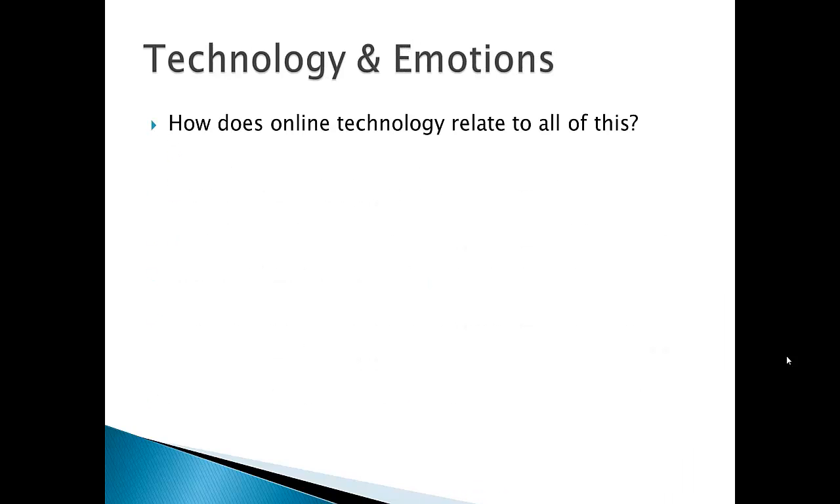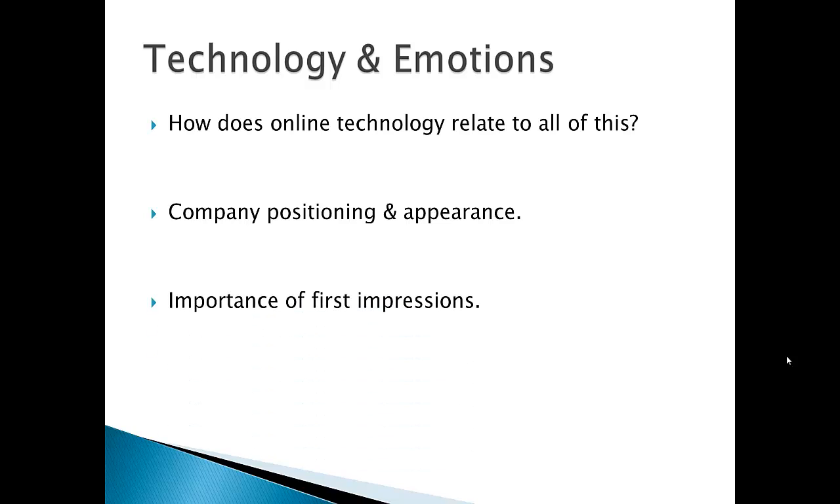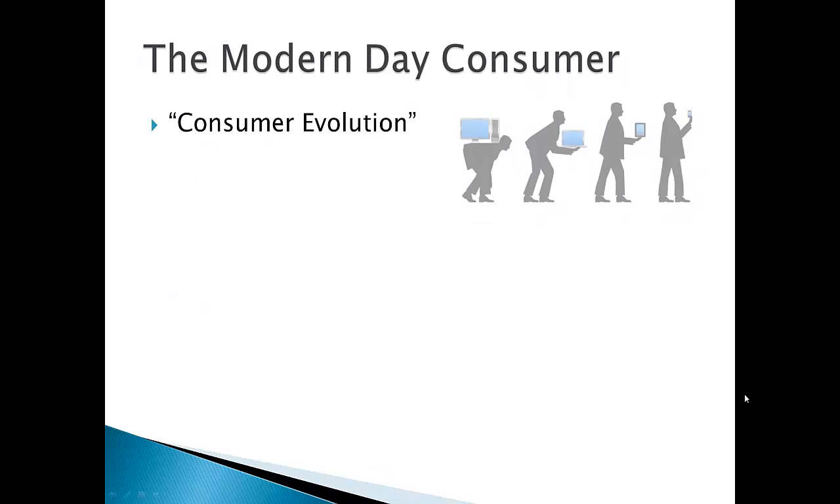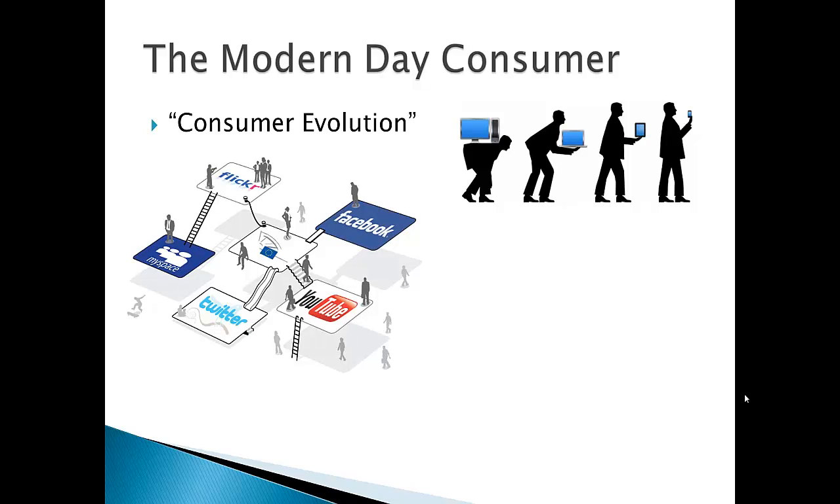So how does technology relate to all of this? That's a very good question. It has to do with company positioning and appearance. One of the most important things that you can give off is a first impression. And knowing your market thoroughly, you're going to know that they're going to hit your website way before they're going to walk through your company doorstep. Enter the modern day consumer or consumer evolution. Back in the day, it was extremely difficult to get information. The only way that we could do it is through simple pamphlets or word of mouth. Technology has advanced so far that the power to control everything is literally in the palm of our hands. Even our television remotes are disappearing because there's an app for that.